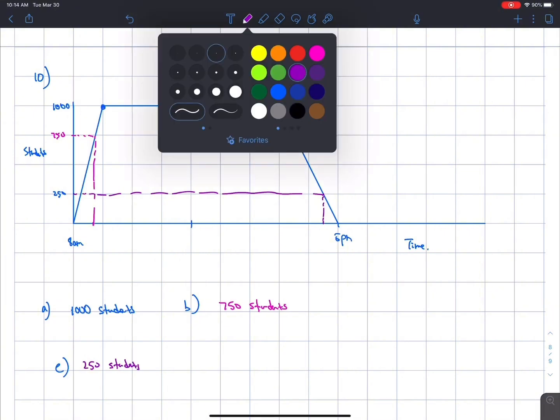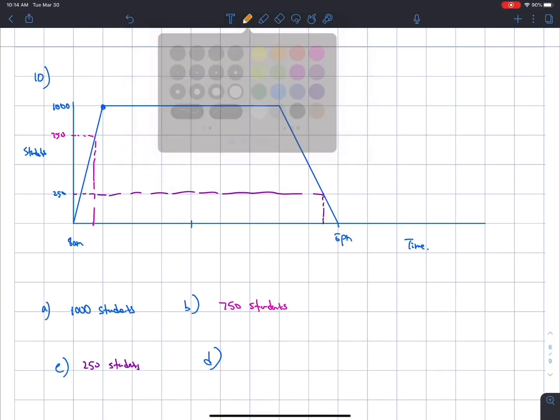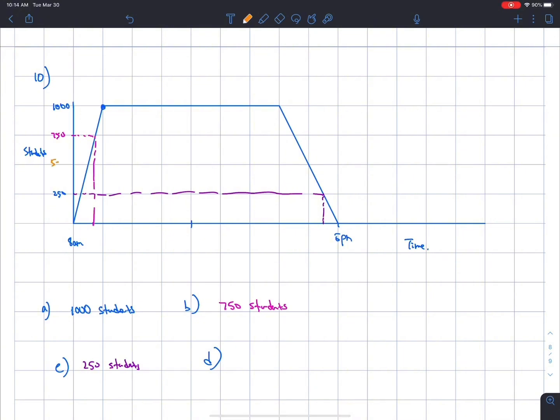And D. At what time were there 500 students in the school? So that would be 500. So we have this point and that point. So that should be 8:30 a.m. And that's 4:30 p.m. Actually, not 4:30, 4 p.m. Right, this is exactly 4 p.m. That's it for question 10. Just need to read this graph.